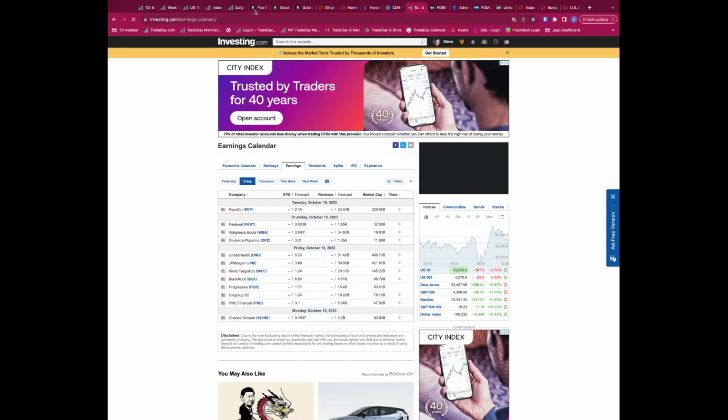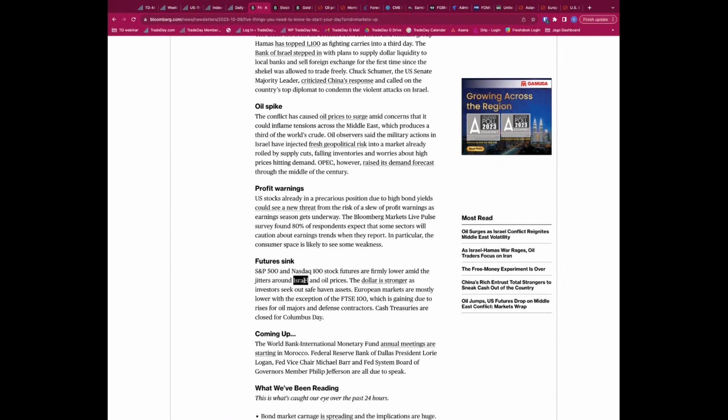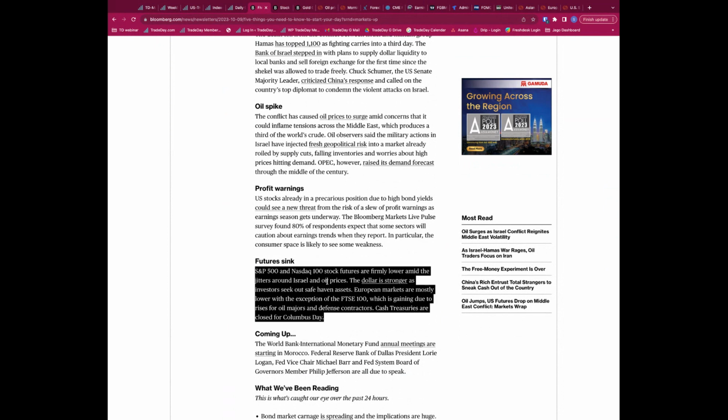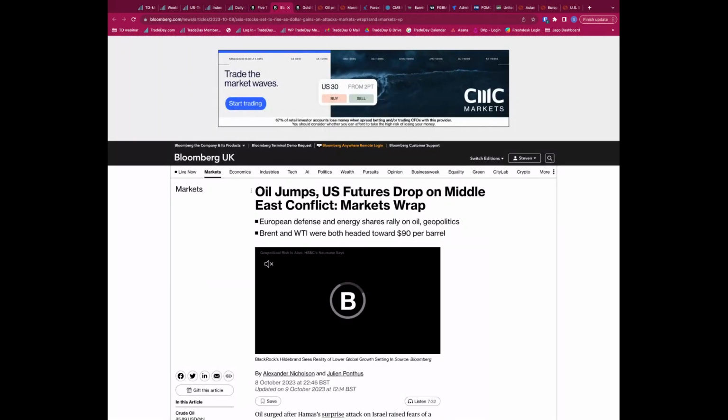So we do have earnings season coming up, and they mentioned it there, profit warnings coming in, and futures low in here. We're going into kind of risk off mode because of concerns around Israel and higher oil prices. So you see a strengthening of the US dollar in here. European markets are mostly lower, and cash treasuries closed for Columbus Day, so we're not seeing what's going on with cash treasuries, but we can look at the US Treasury futures markets.